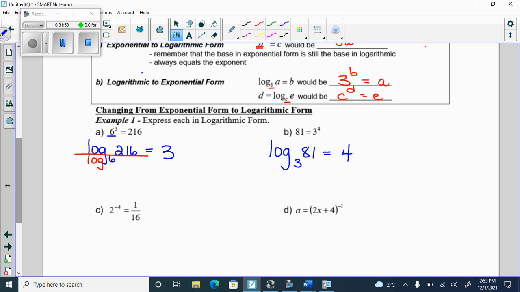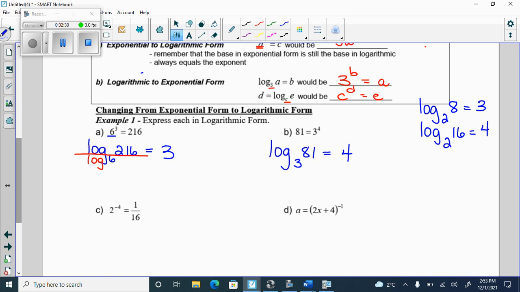Life changing. So if I gave you log base 2 of 8, what would the answer be? It'd be 3, because 2 to what exponent is 8? 3. If I gave you log base 2 of 16, 4.